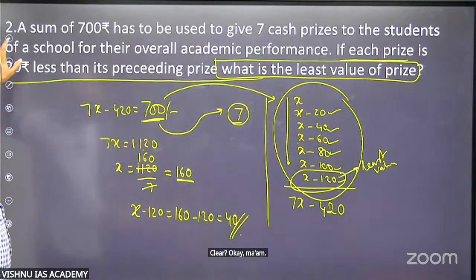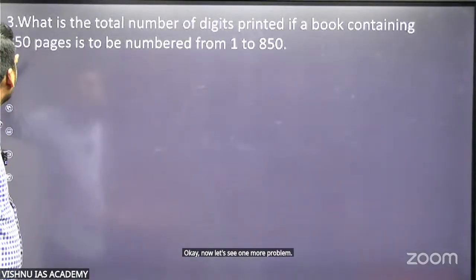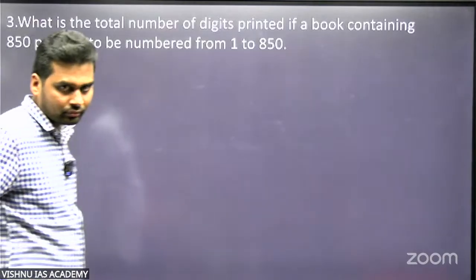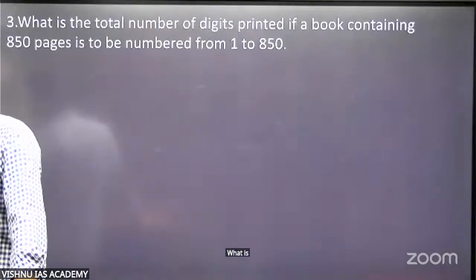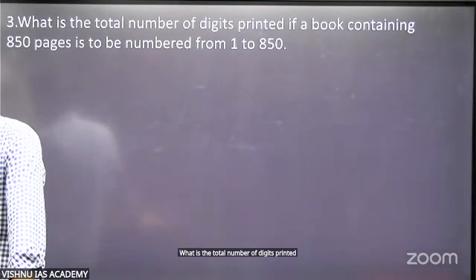Okay, now let's see one more problem. What is the total number of digits printed if a book containing 850 pages is to be numbered from 1 to 850?